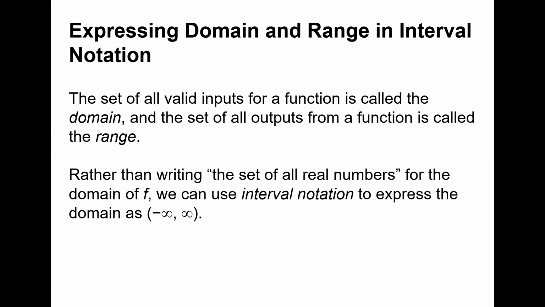So expressing range and domain in interval notation. The set of all valid inputs for a function is called the domain. So remember, inputs, those are usually our x values, and the set of all outputs is our y values. Because remember, it's f of x equals, some 2x plus 4 or something like that. So we're inputting x and we're getting out y because y is equal to f of x. And so that's why inputs and outputs.